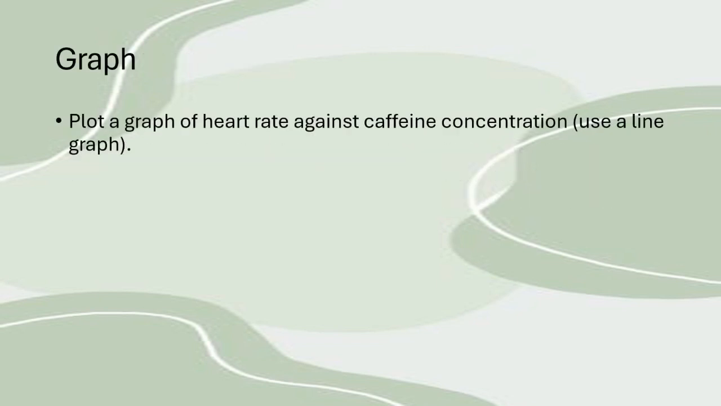Now going back to the results. When you collect your results from the practical you did, you're going to plot them in a graph. In this case, you'll be using a line graph. In this graph, you will have the caffeine concentrations on the x-axis, because that is the independent variable, basically the variable that you are changing. And on the y-axis, you will have the number of heartbeats, which is the dependent variable. So what's the dependent variable? The dependent variable is what changes depending on the independent variable.